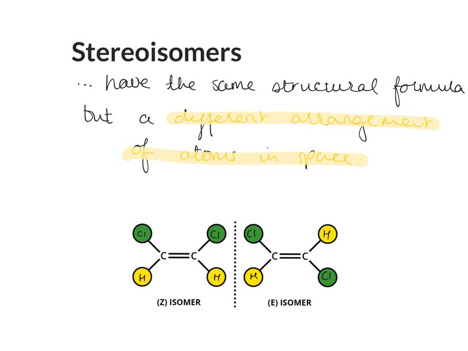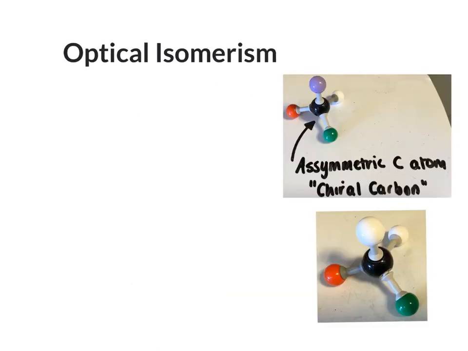So optical isomerism fits this definition as well. Optical isomers have the same structural formula but a different arrangement of atoms in space, only this time it is not due to a double bond and the lack of rotation. So we'll have a look at optical isomers next. So where EZ isomers or geometric isomers come about because of lack of rotation around a double bond, optical isomers come about due to the presence of a carbon atom, which we describe as asymmetric or chiral.